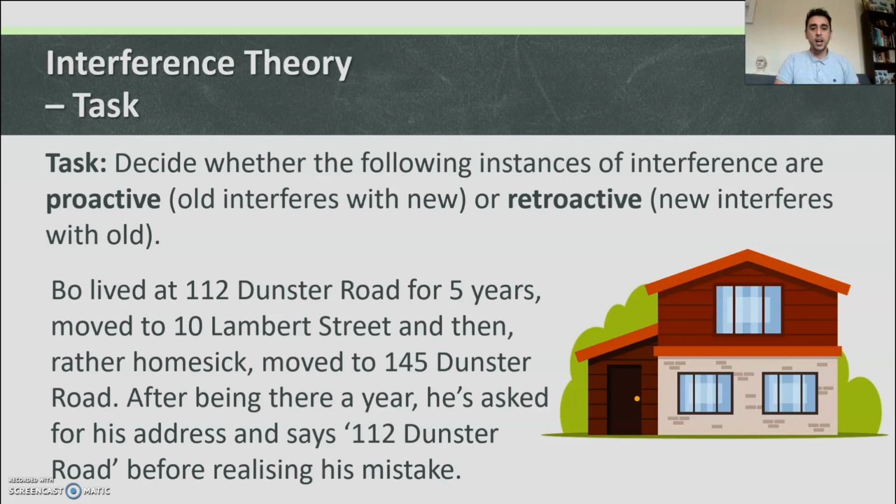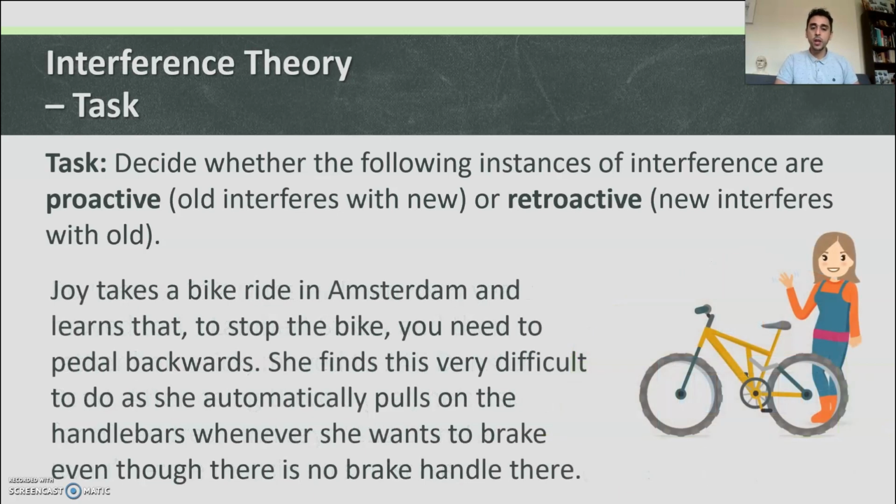Bo lives at 112 Dunster Road for 5 years. He moved to 10 Lambert Street and then, rather homesick, moved to 145 Dunster Road. After being there a year, he asked for his address and says 112 Dunster Road before realising his mistake. That is proactive interference.